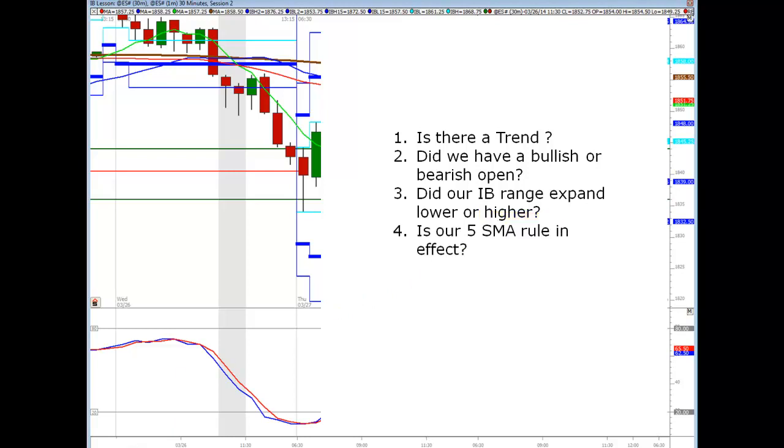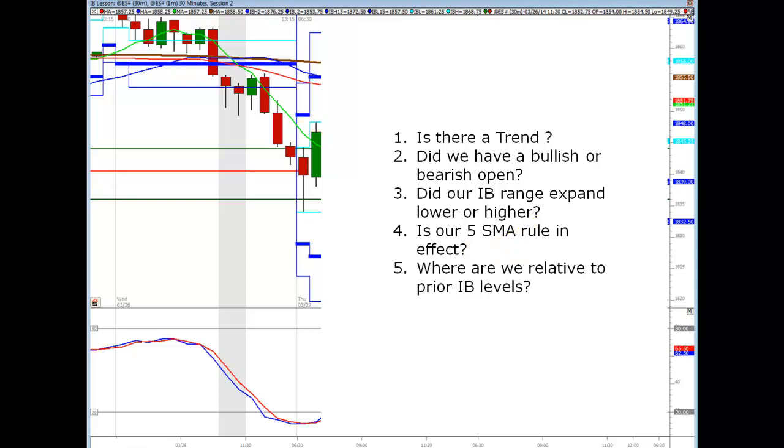Now, is our 5 SMA rule in effect? Well, we closed above the 5, so there's the first piece of that rule. The second part of the rule is we have to have the next candle take out the high of this period that just closed above the 5. And we don't have that on this chart, so our 5 SMA rule does not apply in this case.